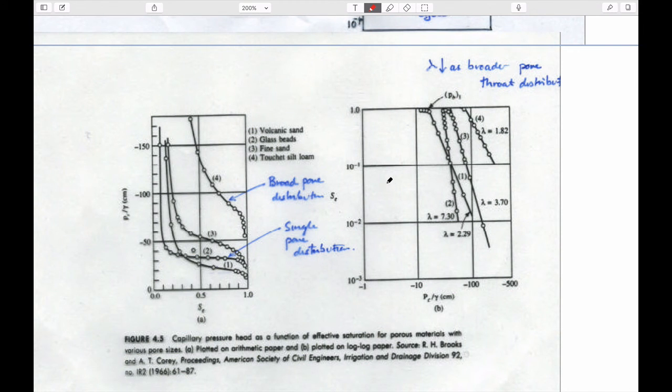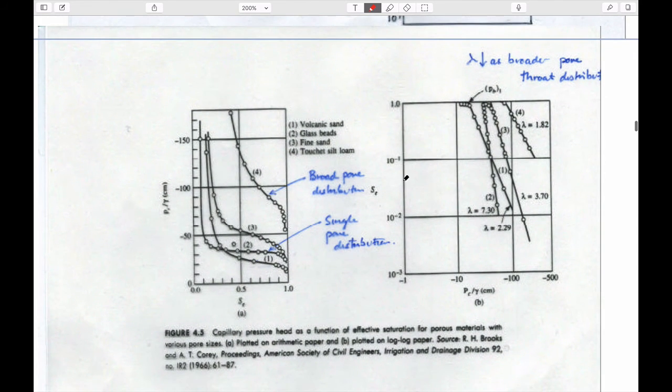And I think you did it last time. Let's see if you can still remember. So out of these curves, this first one, this is pressure on the top, divided by unit weight of water.